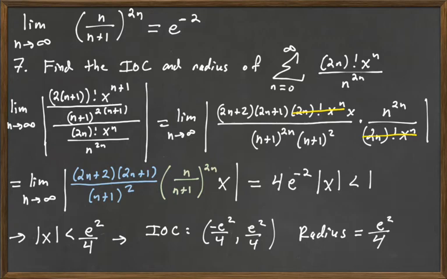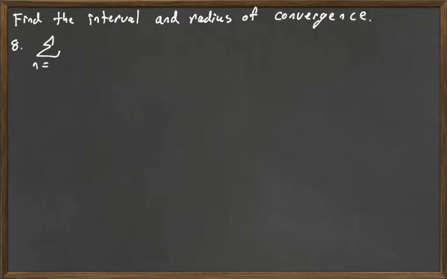All right, let's go ahead and look at a couple more examples here. So example number 8. We're going to find the interval and radius of convergence of the sum n equals 1 to infinity of 8x to the n over n. So we're going to look at using the ratio test again.